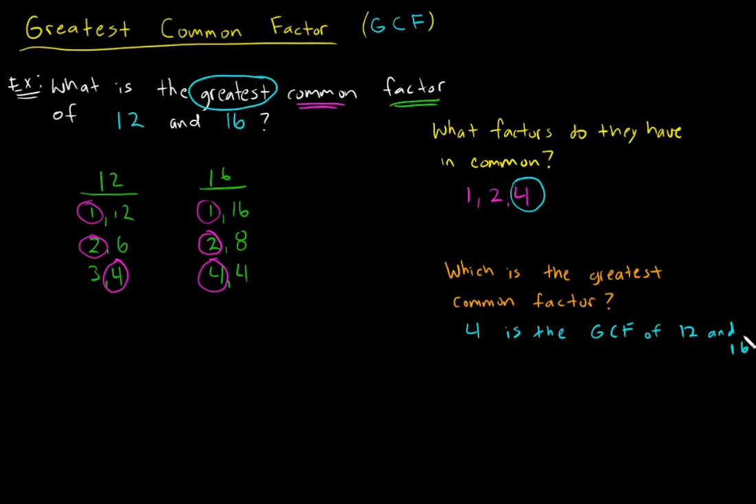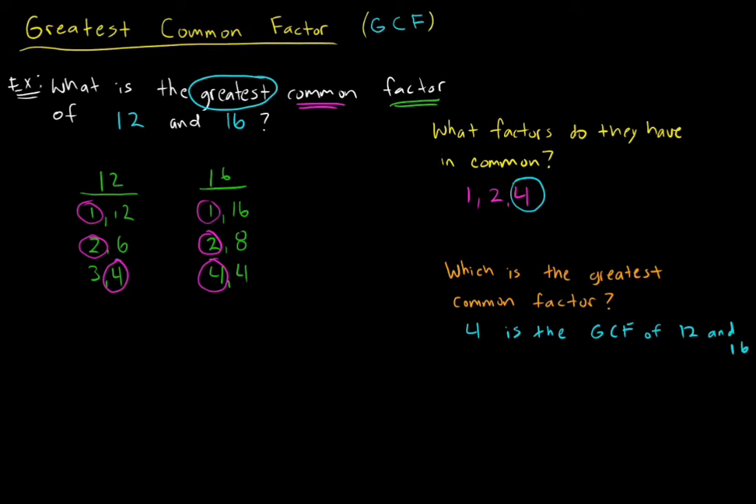So that's basically what greatest common factor is. You list out all the factors of the numbers, see which ones they have in common, and you pick out the greatest. The purpose of that is to find out the biggest number that can divide both of them without giving you remainders. In this case, 4 is the number that can divide both of them without giving us a remainder. But not only that, 4 is the biggest number that they have in common. And that's basically the greatest common factor.